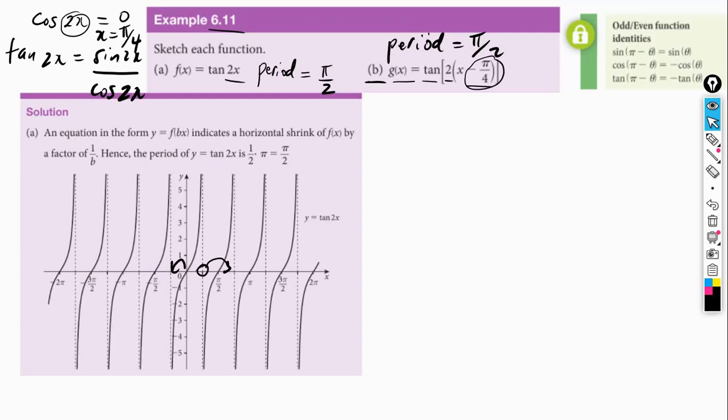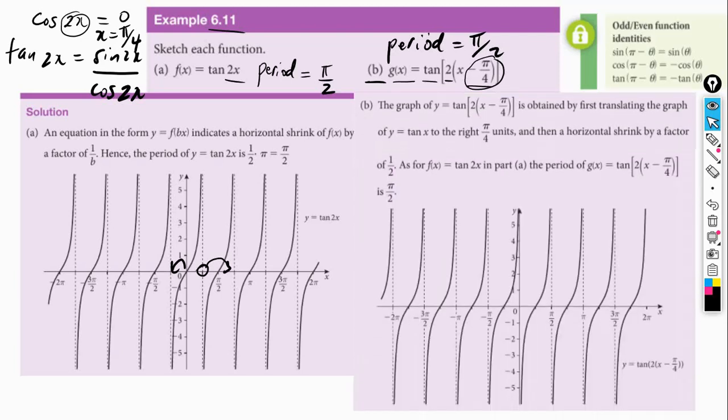So that means that the asymptotes are going to shift pi fourths to the right. So if we had an asymptote, as in the previous case, we had an asymptote at pi fourths, the asymptote is going to be at pi halves, and then every pi halves after that, either to the right or to the left. So let's take a look at the graph. So notice that the period is the same as in A, but the asymptote, like I said, is going to be at pi halves, and then it repeats every pi halves in either direction.